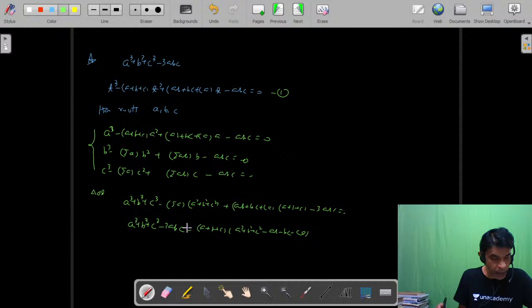Okay, so this is this one, that a cubed, b cubed, c cubed. Now the third proof uses the idea of determinant. So this is proof 1, proof 2, and proof 3.